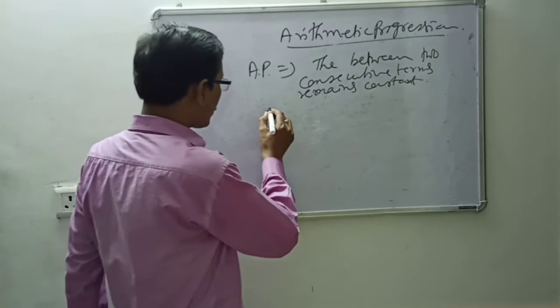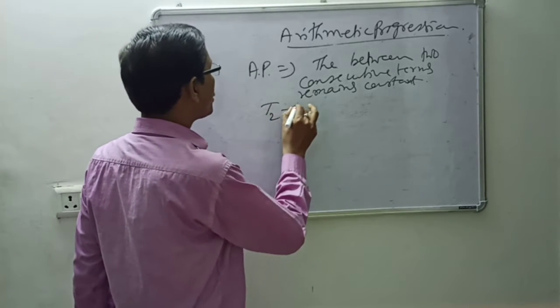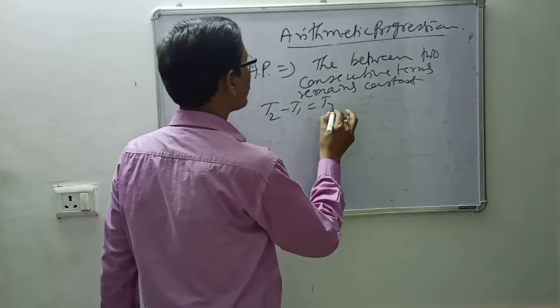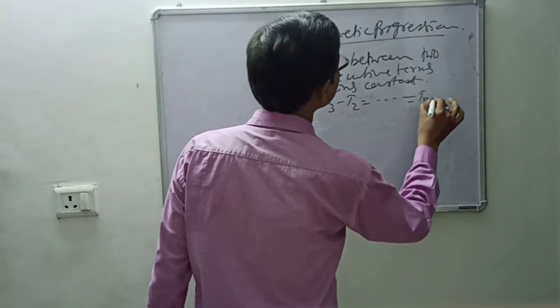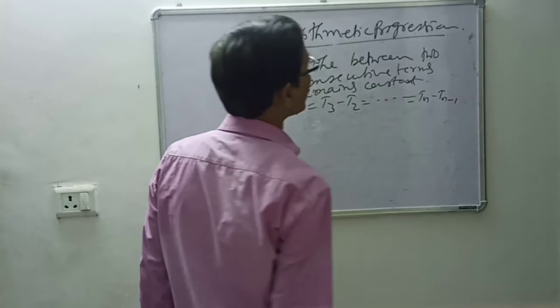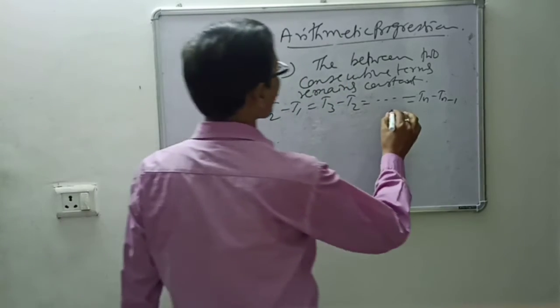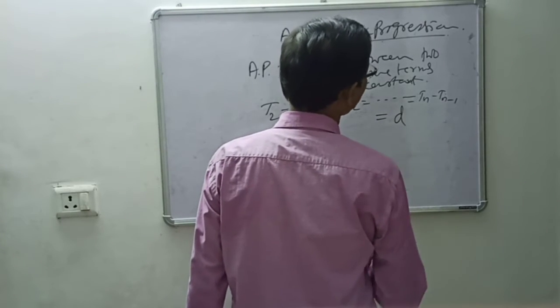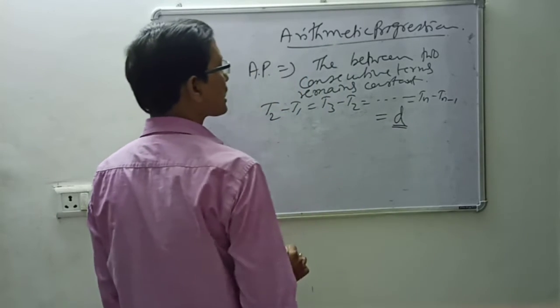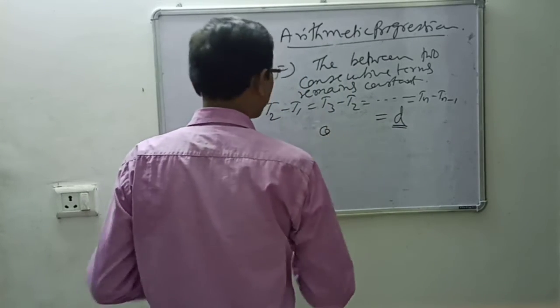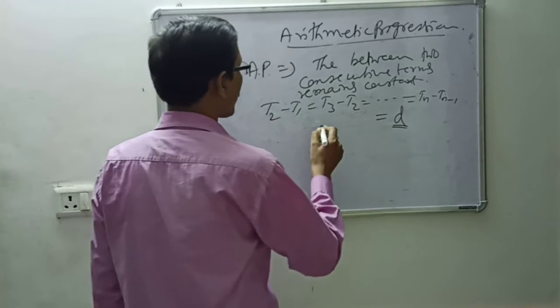That means term-wise, if we say T2 minus T1, T3 minus T2, like this, anything it can be, Tn minus T(n minus 1), that is constant, and that is denoted by D. That constant is called the common difference.